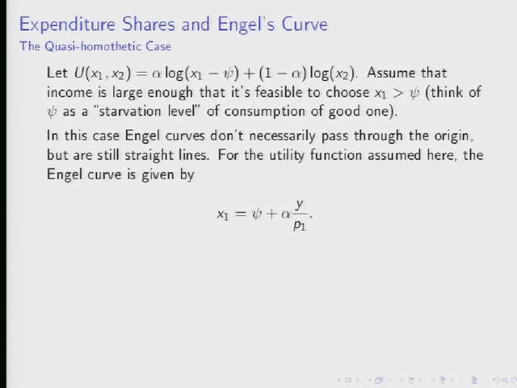What would happen? Think about this utility function for a moment. Suppose that you had somebody who chose or who had a consumption bundle that involved less x1 than psi. So suppose that you had half of psi for x1. What would happen to the utility function? Well, let's see. So x1 minus psi would be negative. What happens when we take a log of a negative number?